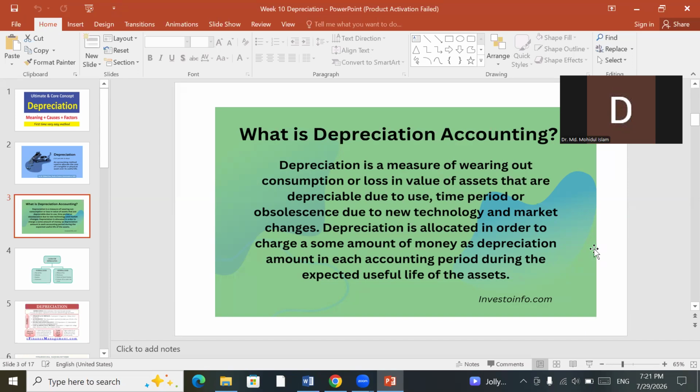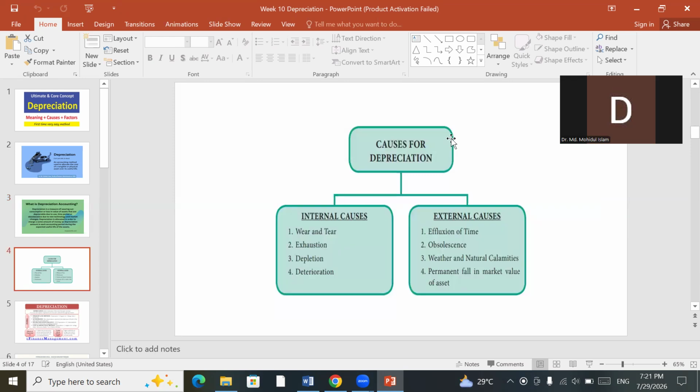This was the main purpose for charging depreciation. I think you clearly understand this. Okay. Use for depreciation, causes of depreciation. There are two main causes of depreciation.